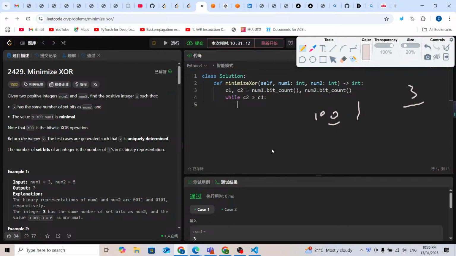So for example, this number 1001, it is 9. So what about 9 or 8? We're gonna use n or n minus 1. 9 or 8. 8 is 1 0 0 0. So what is gonna be the result if we use OR operation? Actually, we just set 1 to 0.